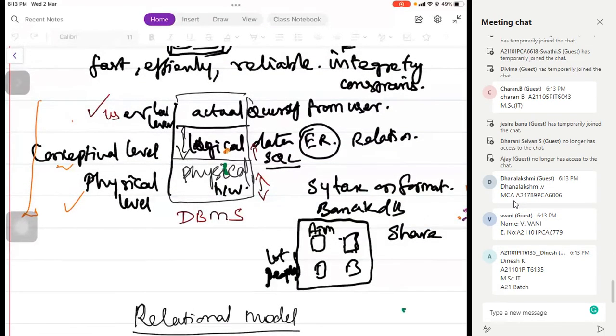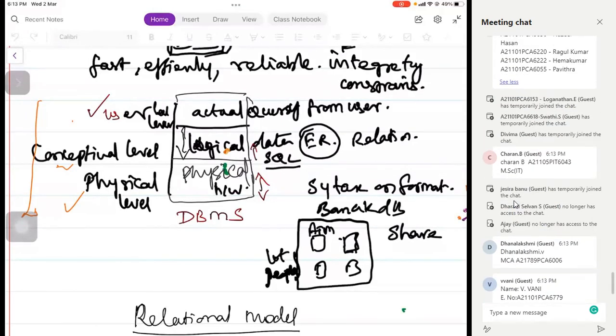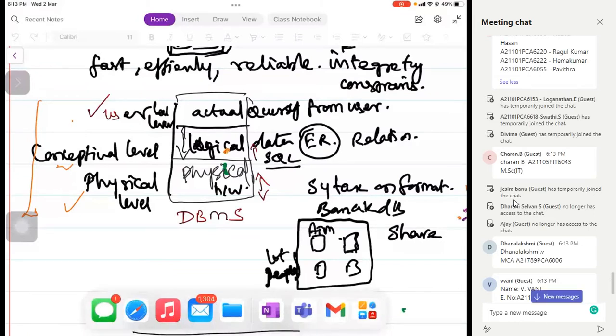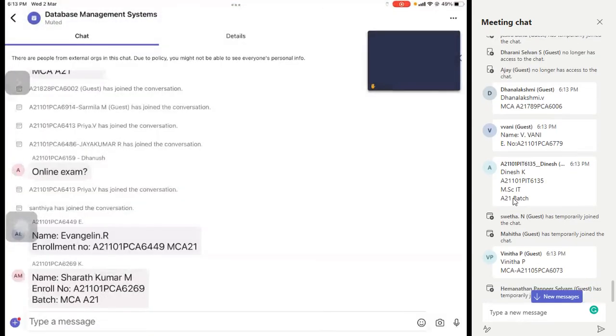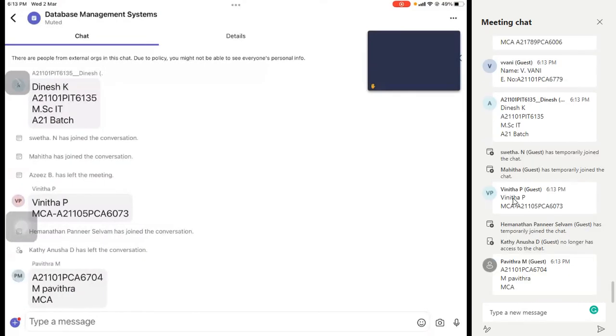Are you clear about what the user level, conceptual level and physical level of the database management system are? Are you clear? Can you say, are you clear? Shall I proceed next?